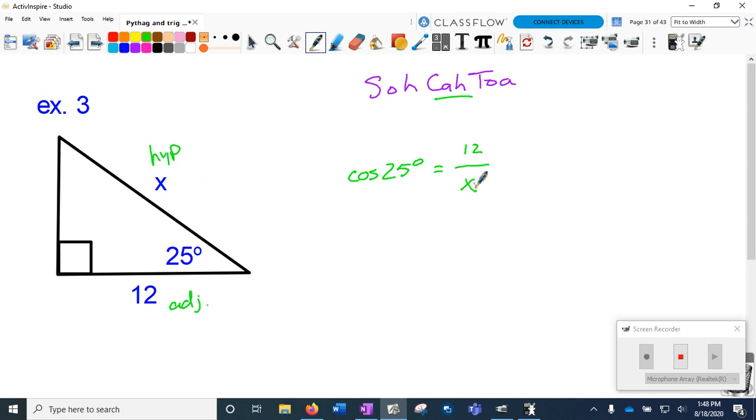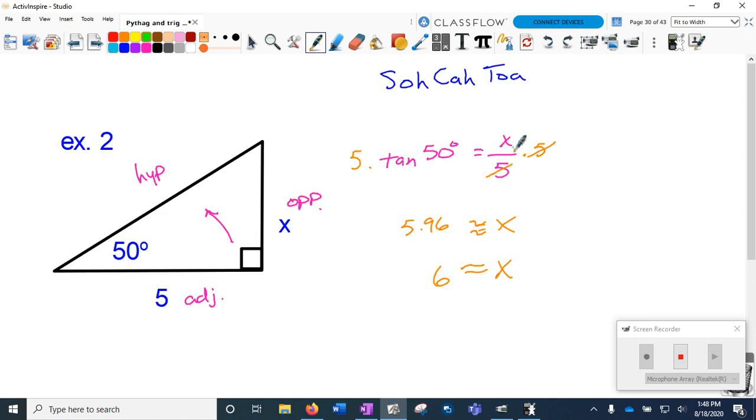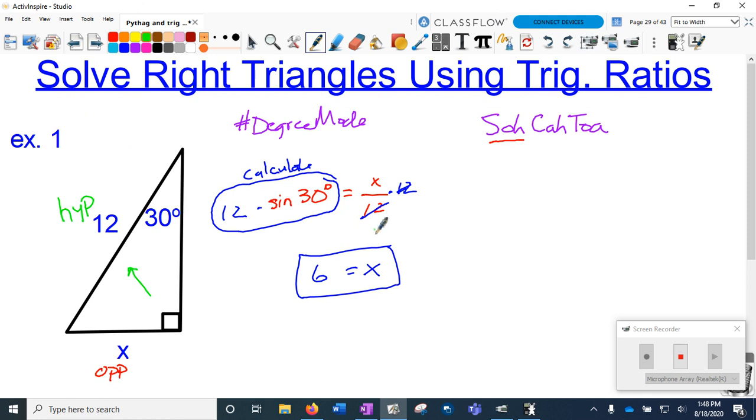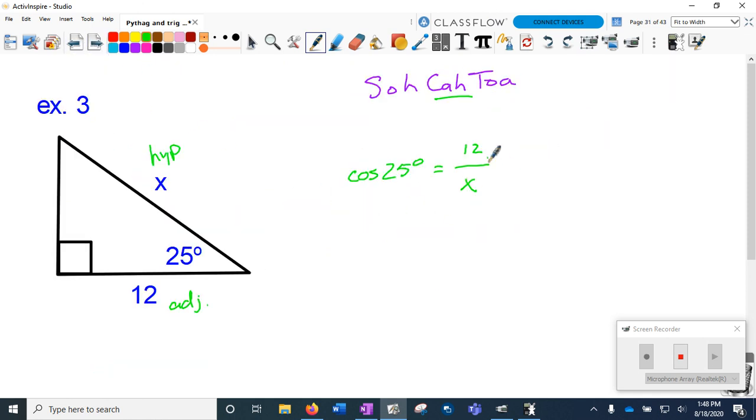Okay, notice how that's different. Look how that's different. Look what we did last time. Actually, the last two examples, x was on top. First example, x was on top. Okay, so now that the x is on the bottom, we can't do the same thing. Okay, our first job should be get the x out of the denominator. Multiply both sides by x. Okay. Now, x we don't know, so we actually cannot do that multiplication just now. We're just going to leave it as x cosine 25 degrees equals 12.